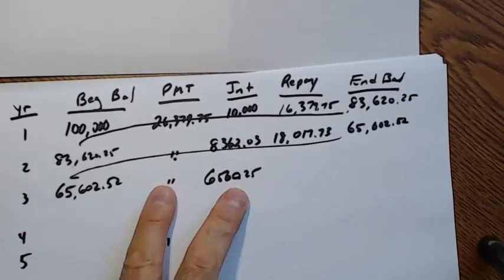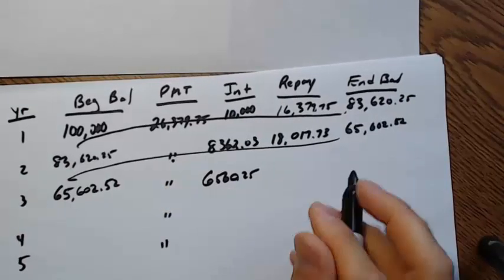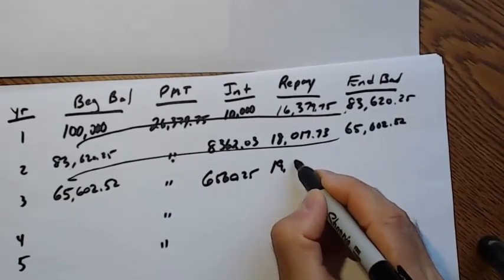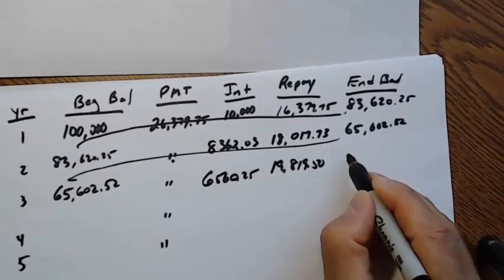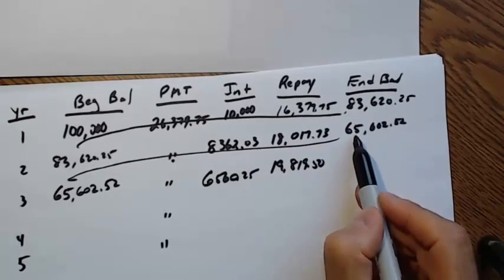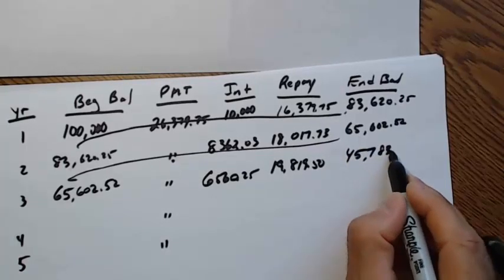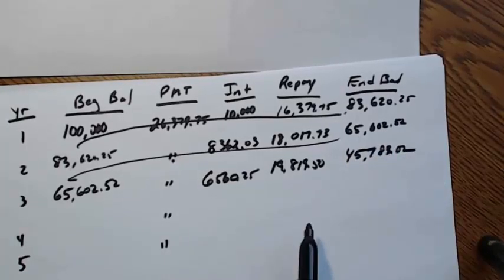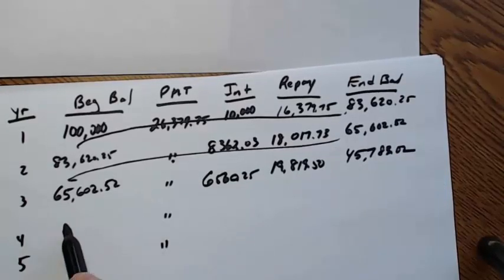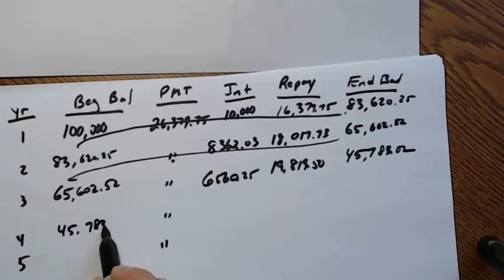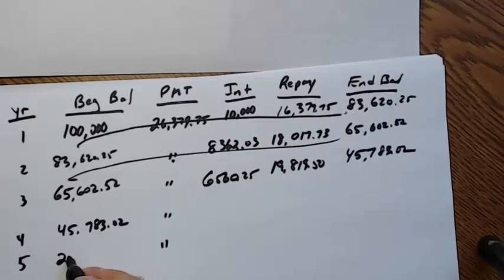That's $65,660.25. The difference between your 26,000 and your 6,000 is 19,819.50. And so your ending balance, subtract that 19,000 off, 45,783.02. And I'll finish the rest, but you ought to be able to do this on your own. In fact, I'll just put this as 45,783.02, and then this becomes 23,981.57.